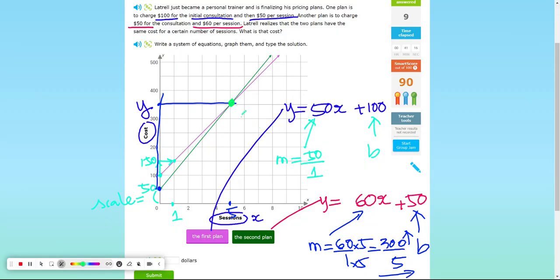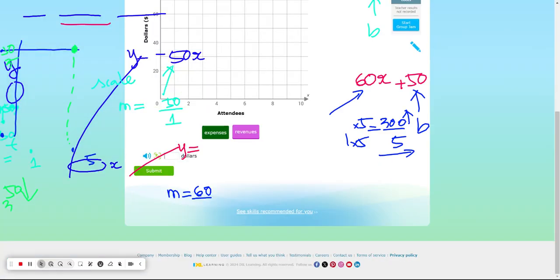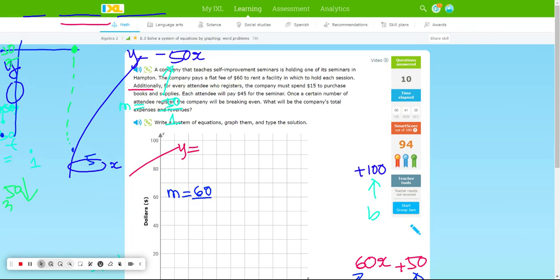So what does it mean? It means that after 5 sessions both plans have the same price, which is 350. Over here the answer box is in dollars, so I put 350 in the box and I submit. I got 94. Thank you so much for your attention. All right, chop chop, you can do this.